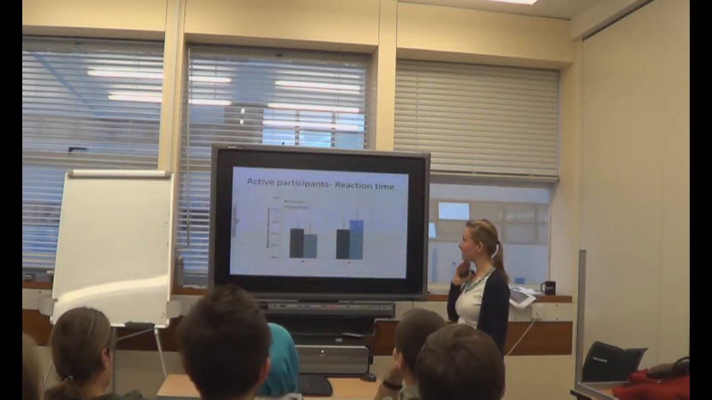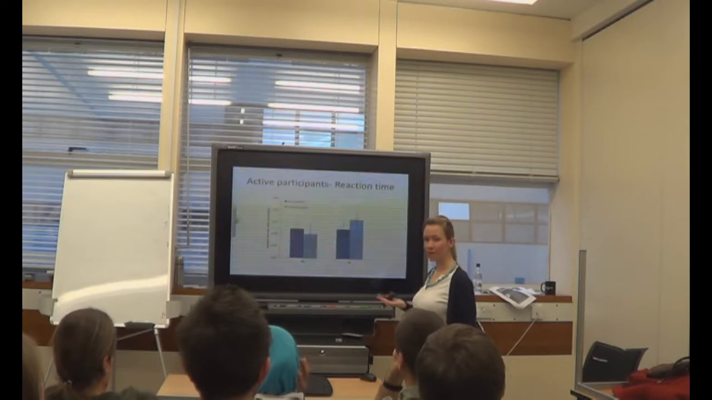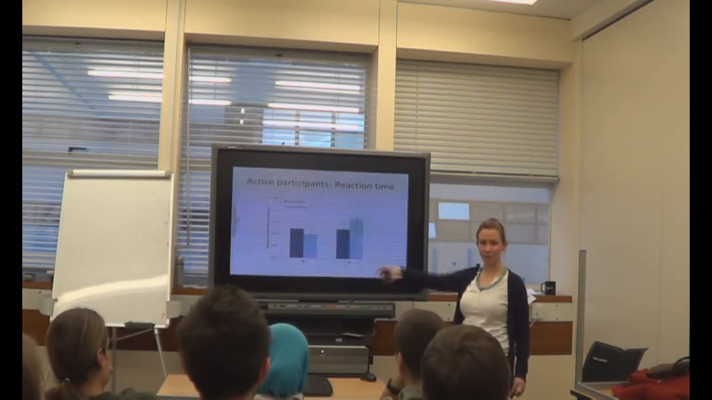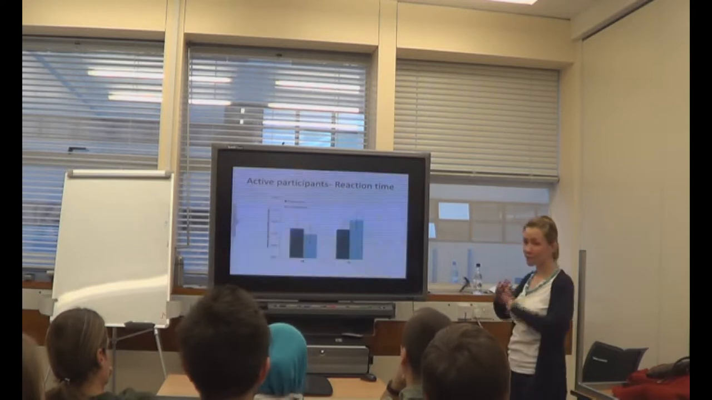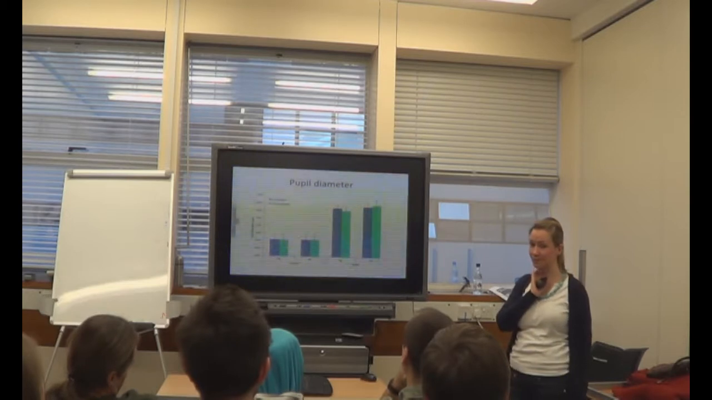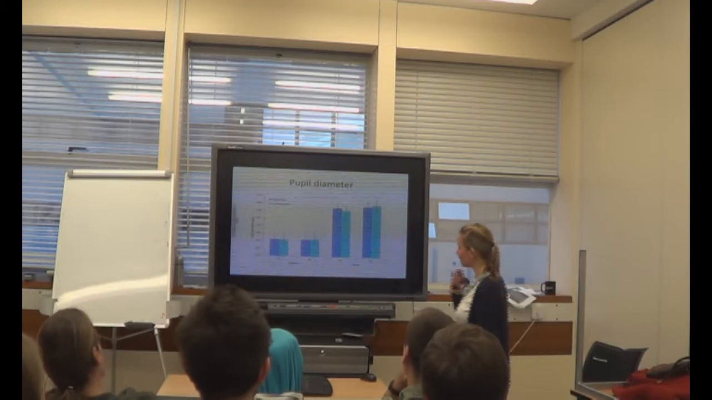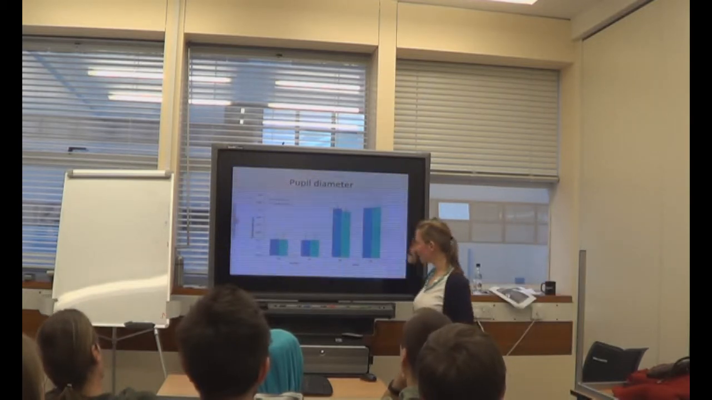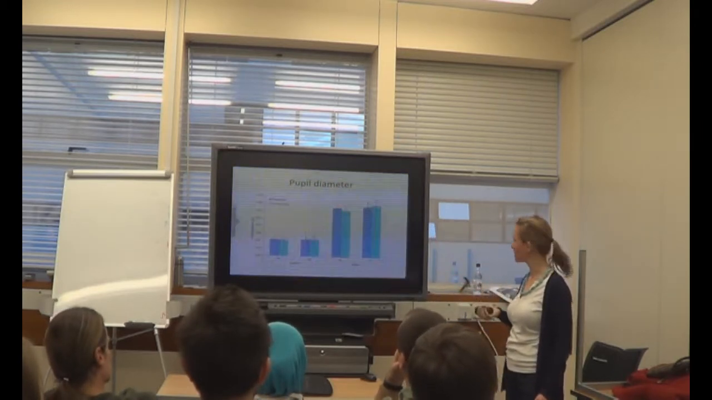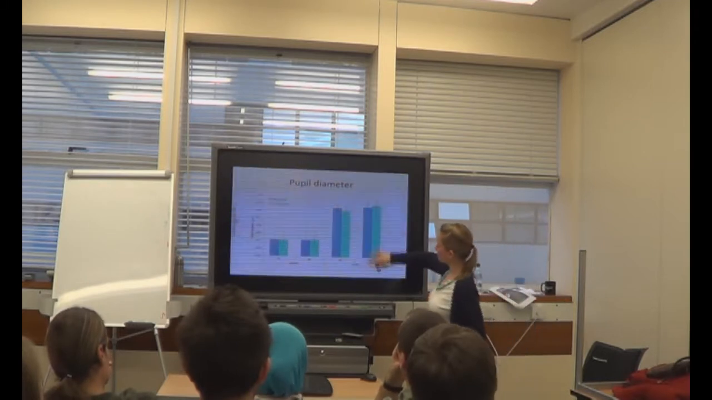We can also look at reaction times. Again, we had a main effect of belief, so not only did participants make more errors, they were also slower to respond in the false belief conditions than the true belief conditions. And these are all healthy adult participants, I should say. Okay, so this is the pupil diameter. One thing we found was a group effect, which I would take with a bit of caution because there's so much individual variation in pupil diameter anyway. But it does seem that pupil diameter is larger in the active group.